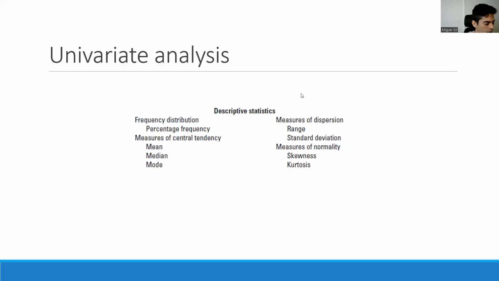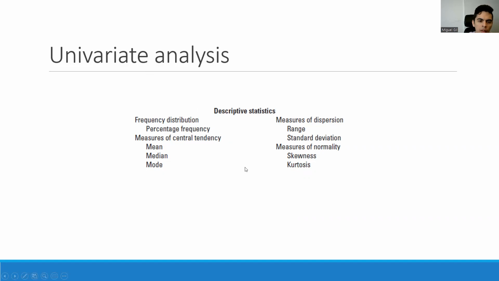Okay, so we are going to start with the types of analysis that are related when you have one variable, or when you have all of your variables, but you want to analyze them individually. So we have what we call one variable analysis. And here in this table, we have 4 groups of what type of analysis we can do.